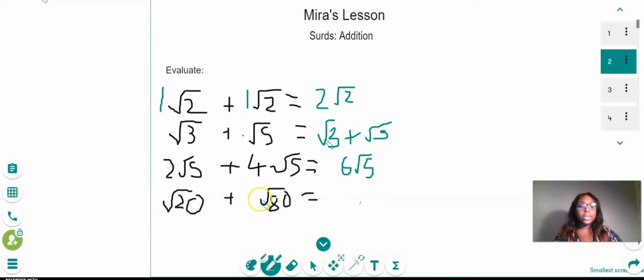Let's simplify root 20. Root 20 can be simplified into root 4 times root 5, which is 2 root 5. And root 80 can be simplified into root 16 times root 5, which will give us the answer of 4 root 5. Once added together, that will give us the answer of 6 root 5.